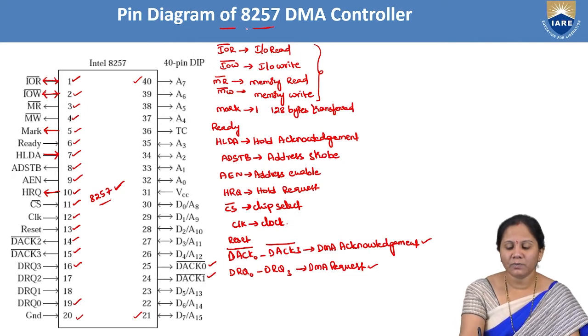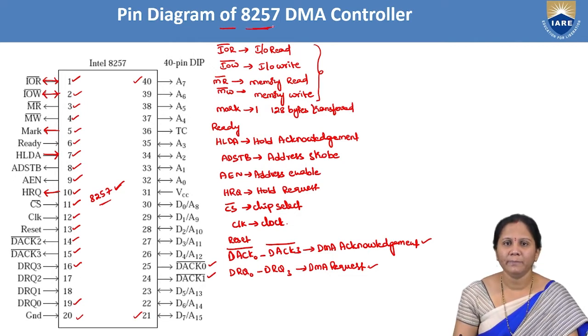Because in the features of this 8257 DMA controller, we have observed that there are 4 channels. Each channel is capable of driving one IO device. So for each IO device, it should have one DMA request line and one DMA acknowledgement line. Similarly, for 4 IO devices, we will have 4 DMA request signals, along with 4 DMA acknowledgement signals.